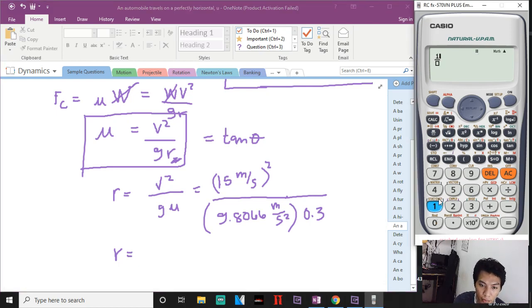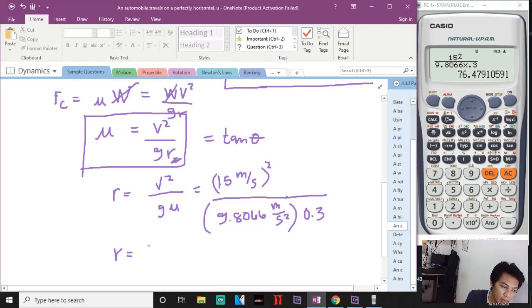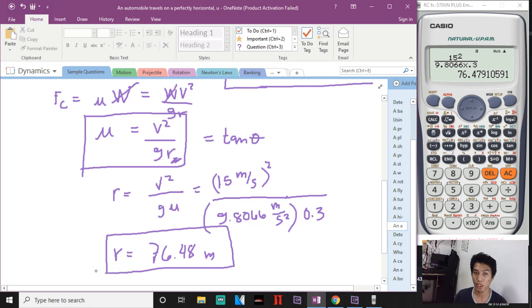Tignan natin. 15 squared. Okay, that will be 9.8066 times 0.3 equal to 76.48. Yan daw yung safe radius ng curve para maiwasan yung skidding. Okay? So, nasolve na natin siya. Ilan na lang ang problem natin? 1, 2, 3, 4, 5, 6. So, 6 problems to go.